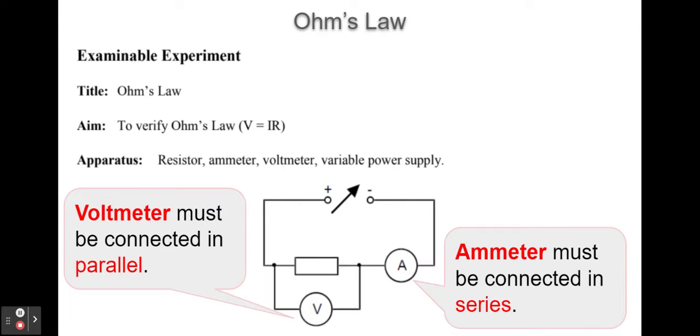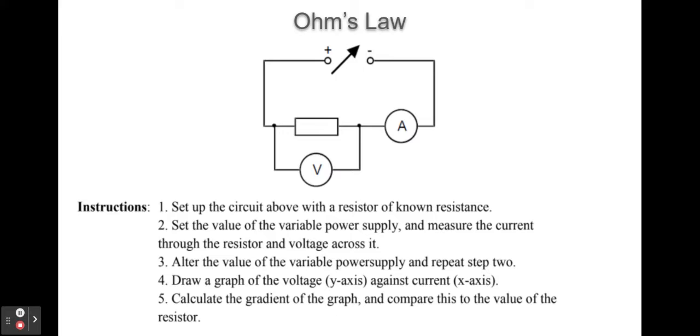And a voltmeter connected in parallel with the resistor. A voltmeter must be connected in parallel because it is trying to work out the difference in electrical potential. So it needs to know how much electrical energy the charges have at one side of the resistor and at the other, and compare them in order to work out the potential difference. So what we would do, we would set up the circuit, we would set the value of the variable power supply and measure the current through the resistor and the voltage across it. We'd alter the value of the variable power supply and repeat it. Then we're going to draw a graph of voltage against current and work out the gradient of the graph and compare this to the value of the resistor.